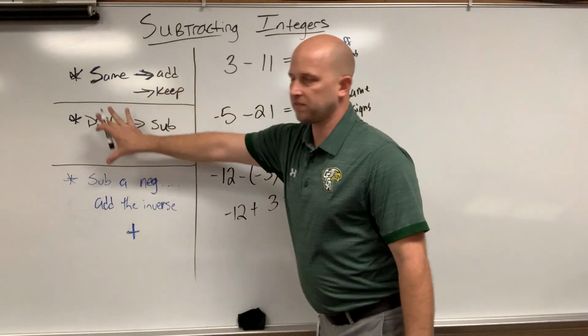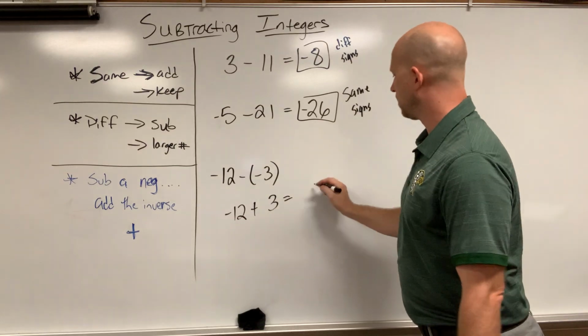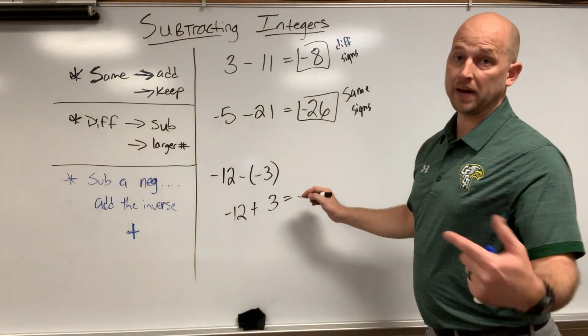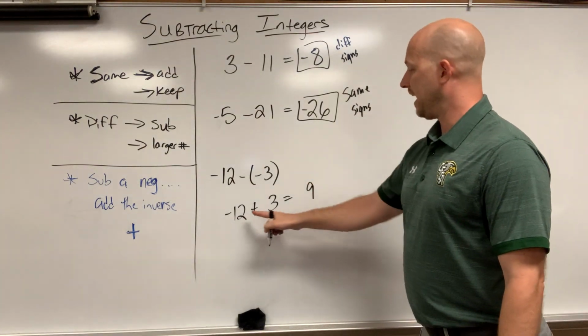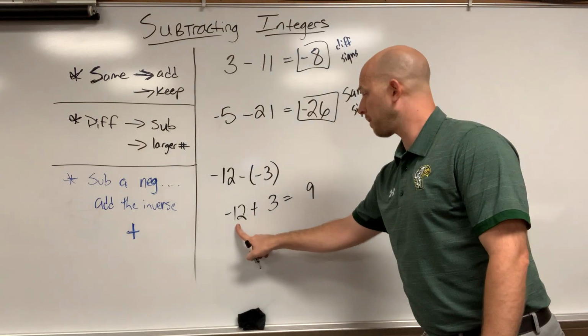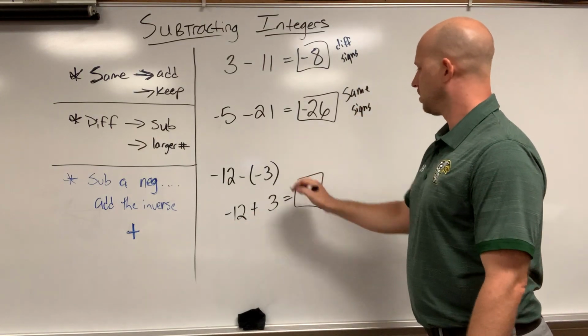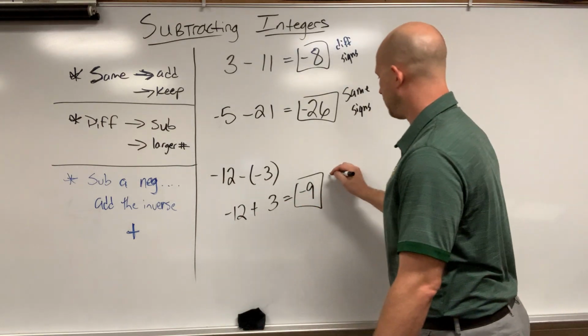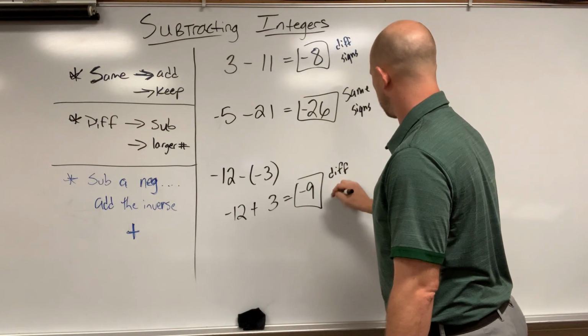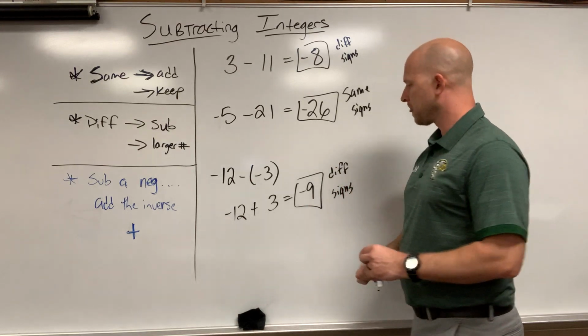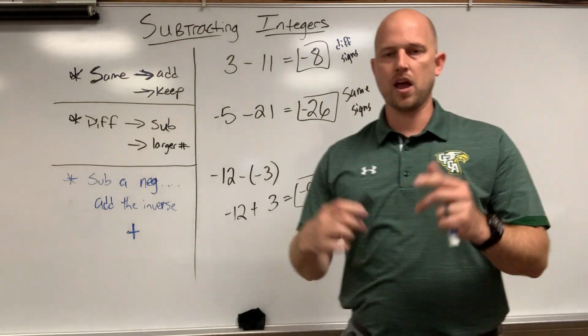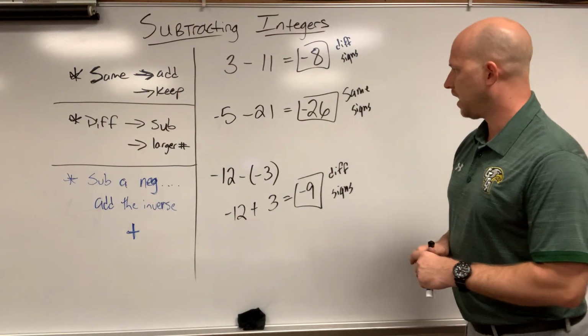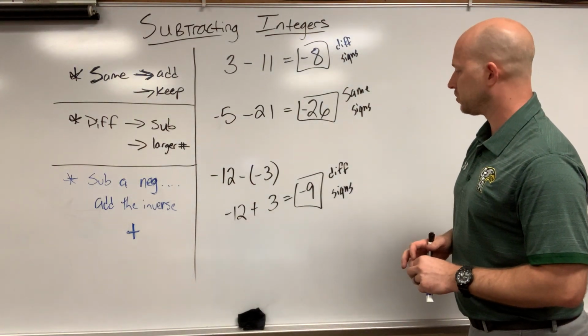Now we look over here to find out which one we're using. These are different. So different signs subtract. 12 minus 3 gives us 9. And then you take the sign from the larger number, which is 12. So 12 is larger, which is negative, so we have negative 9. And we did different signs. Okay? That's how you do that for this lesson. I hope that makes sense. I hope this is enough for you guys to kind of get through and understand.